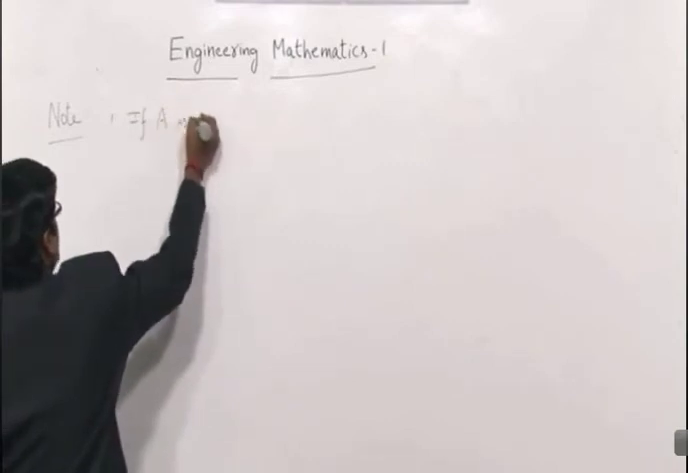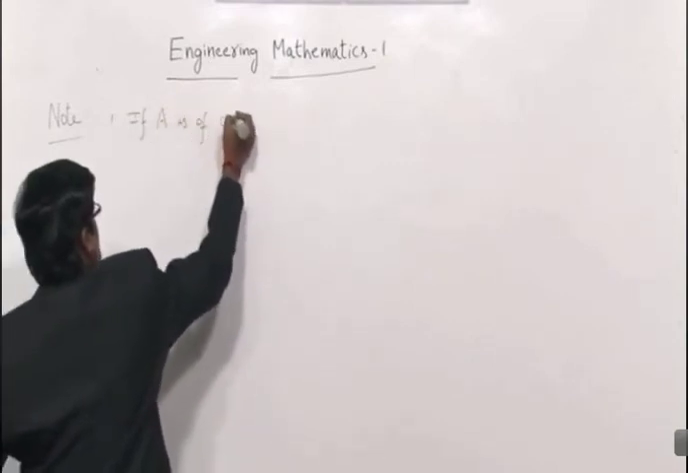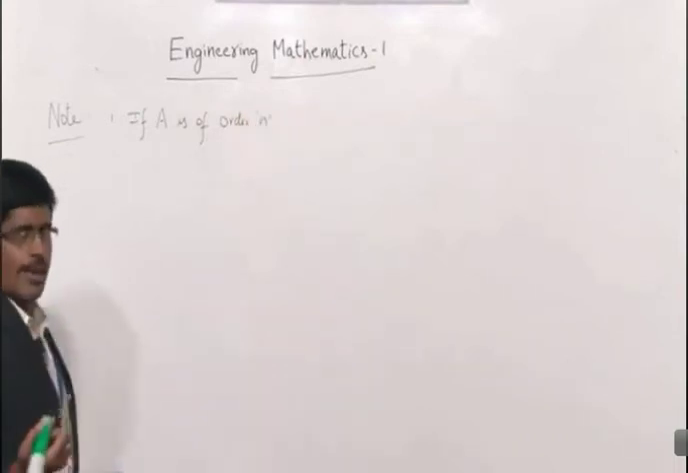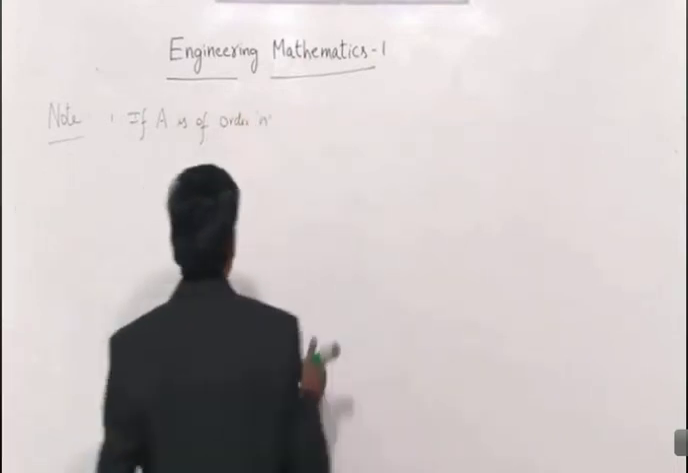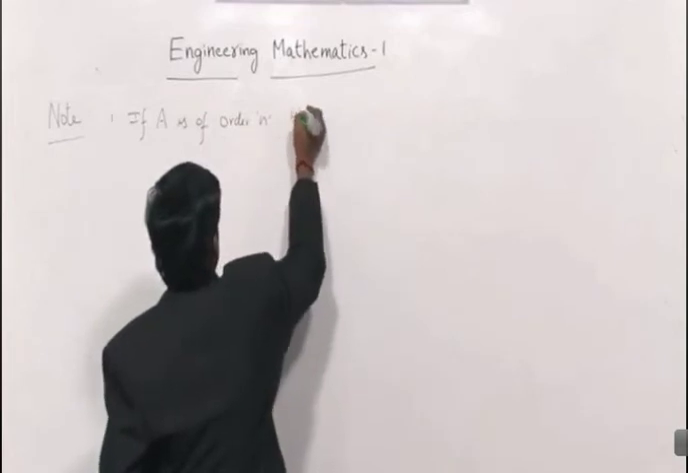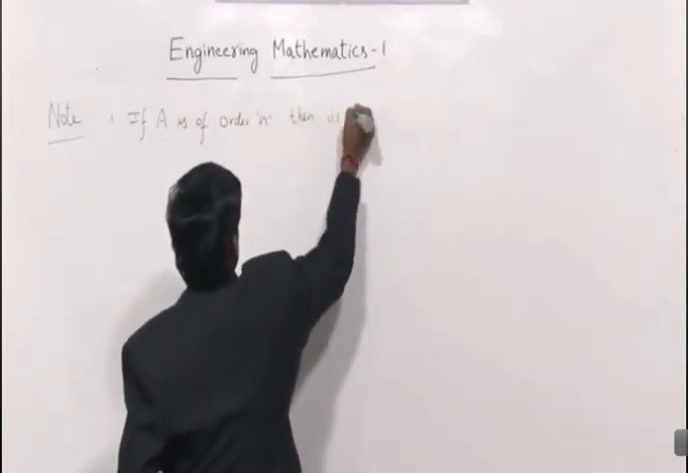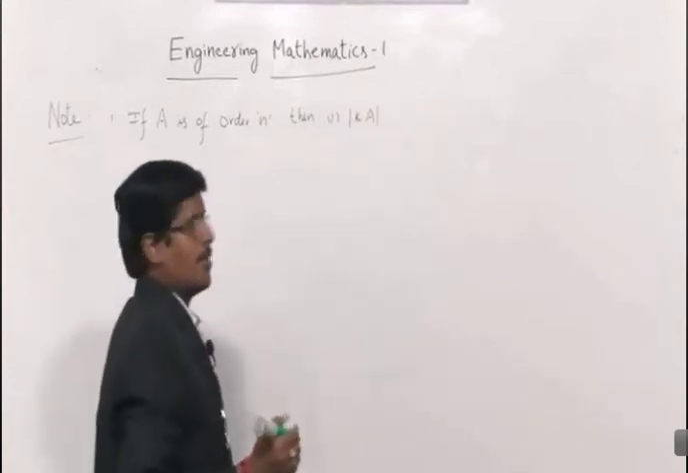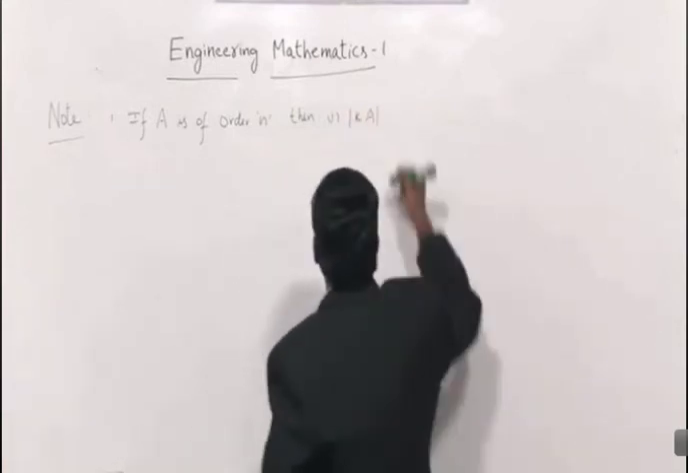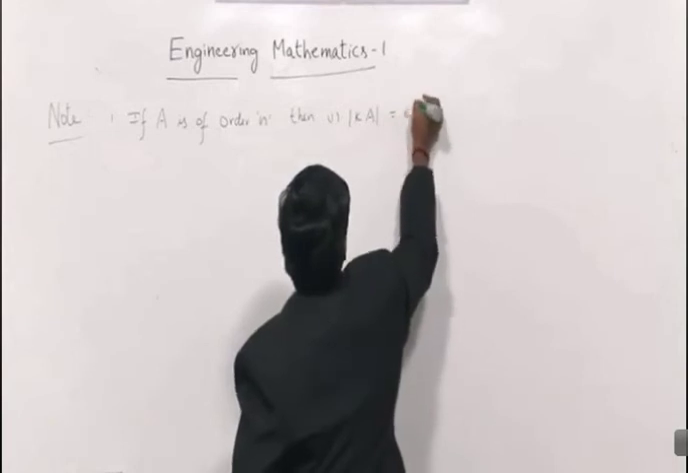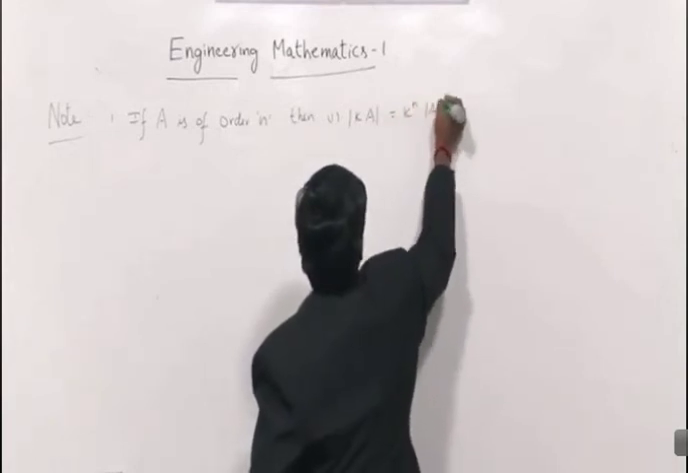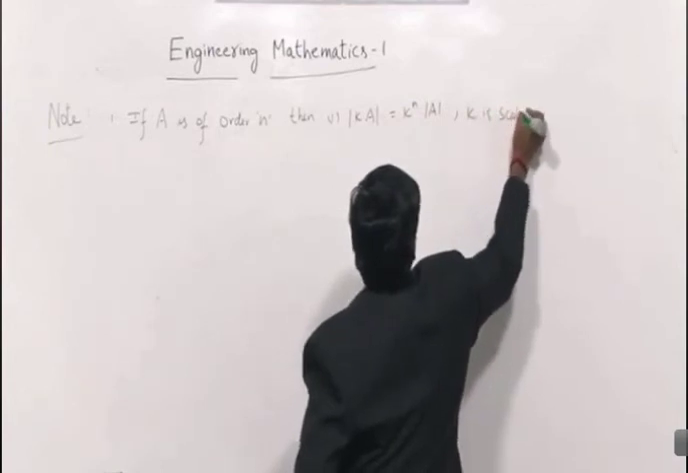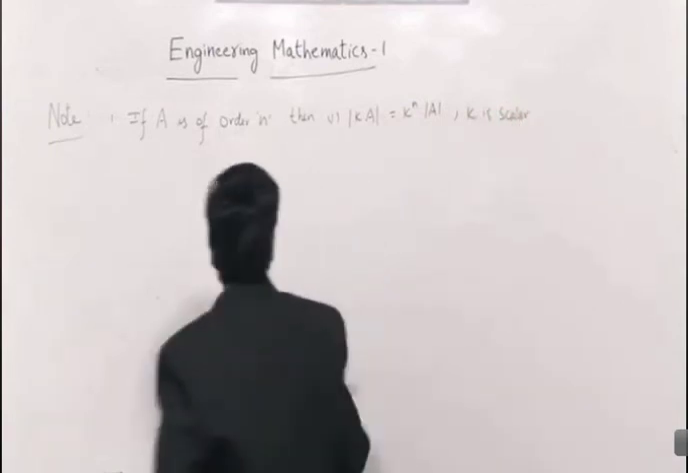One, if A is of order n, that means it is not required to mention separately that it is a square matrix. Order n means n rows, n columns, naturally it is a square matrix. Then determinant of K into A, where K is a scalar and A is the given matrix. The determinant of the scalar multiple of the given matrix is equal to K raised to n into determinant A, K is a scalar.